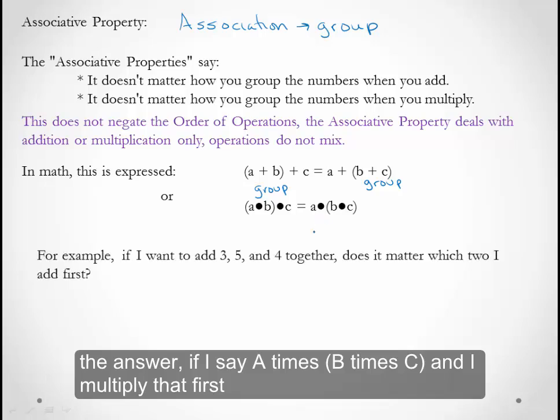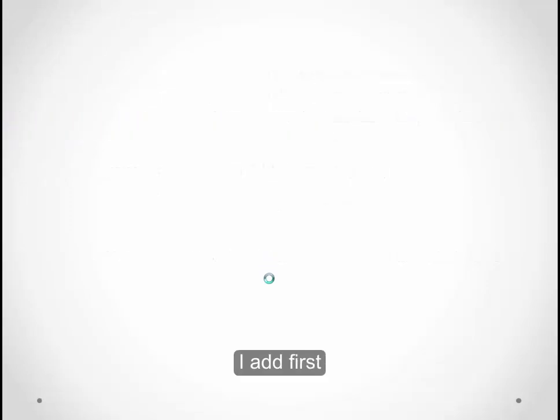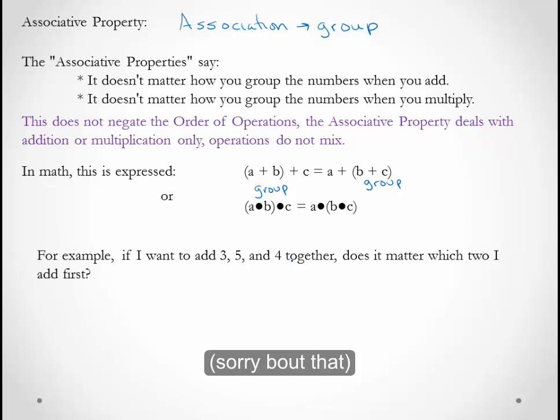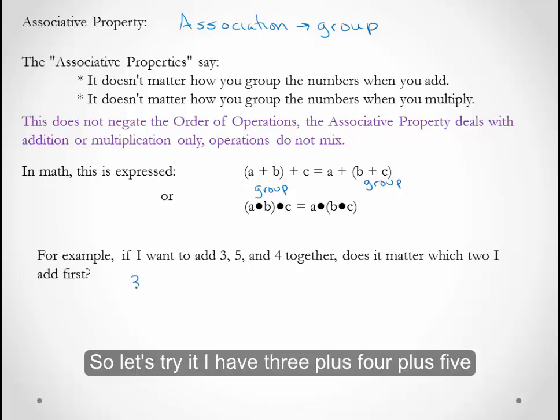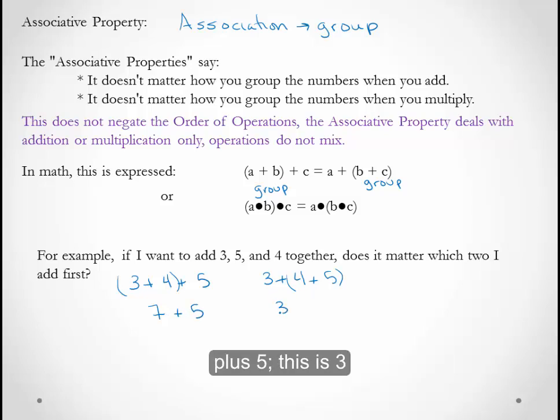So if I want to add 3, 5, and 4 together, does it matter which two I add first? Let's try it. If I have 3 plus 4 plus 5, and I add 3 and 4 together first, or 4 and 5 together first. This is 7 plus 5. This is 3 plus 9, and they both equal 12.